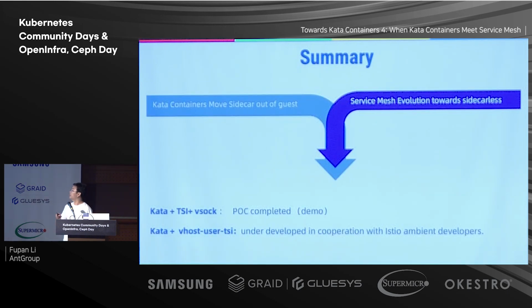So let me give the summary. Kata containers wants to move the sidecar out of the guest to meet its threat model. And the service mesh has also evolved from the SDK mode to the sidecar, and in the end, towards sidecar-less. Those trends match each other very well, and this makes Kata containers work compatibly with the latest service mesh. For TSI mode in Kata containers, we have completed the code by now. And for Kata containers to support vhost-user TSI, we have cooperated with Intel's service mesh team, and I think it will be completed by about November.